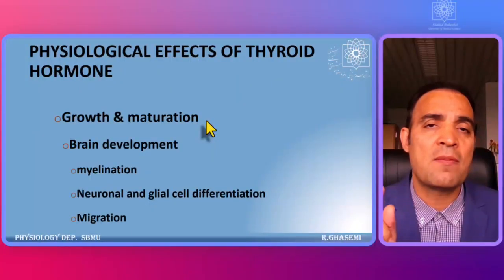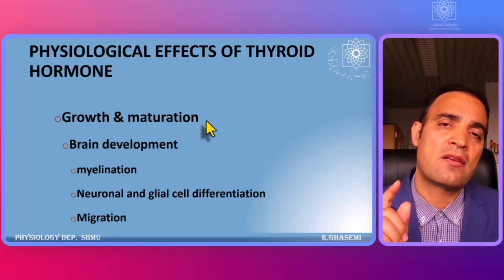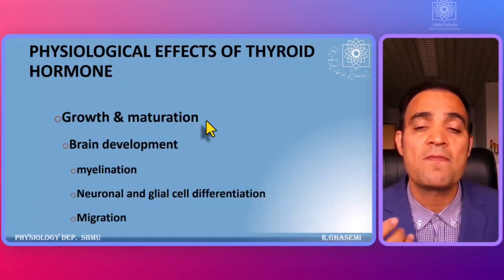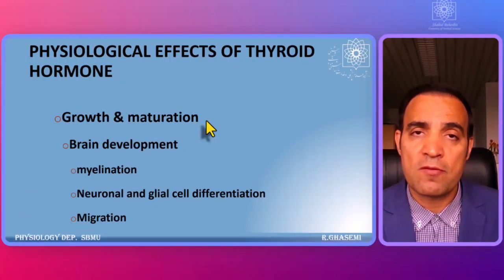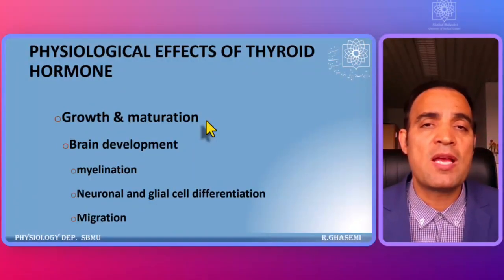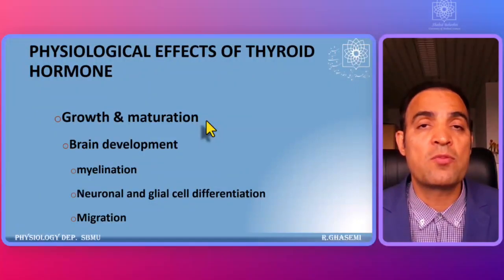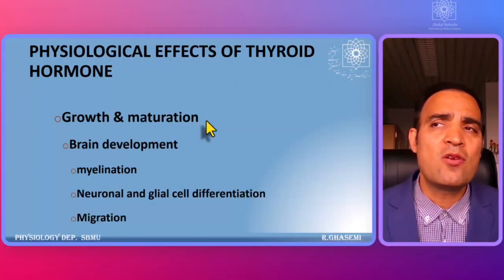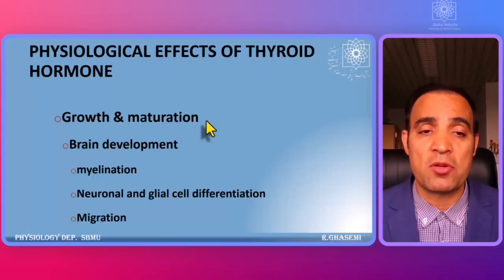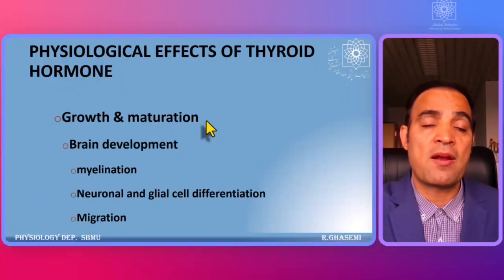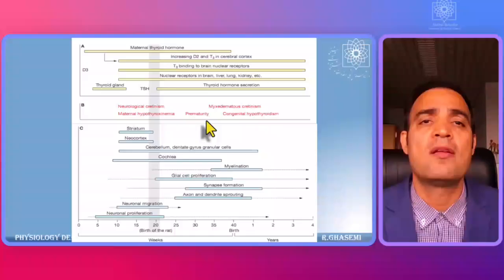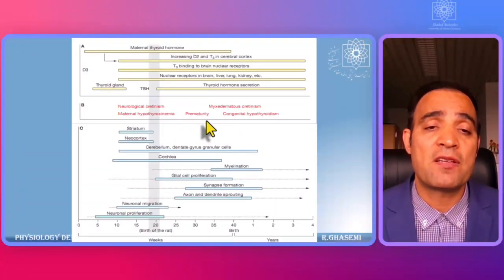And for this reason, if we have a problem in the production of thyroid hormone in embryonic life, then the maturation will be undermined. During embryonic life, even if the baby does not produce enough thyroid hormone, the thyroid hormone will be provided by the mother. Therefore, there is no problem during embryonic life. But after birth, if thyroid hormone is not produced by the baby, the maturation will be affected severely.